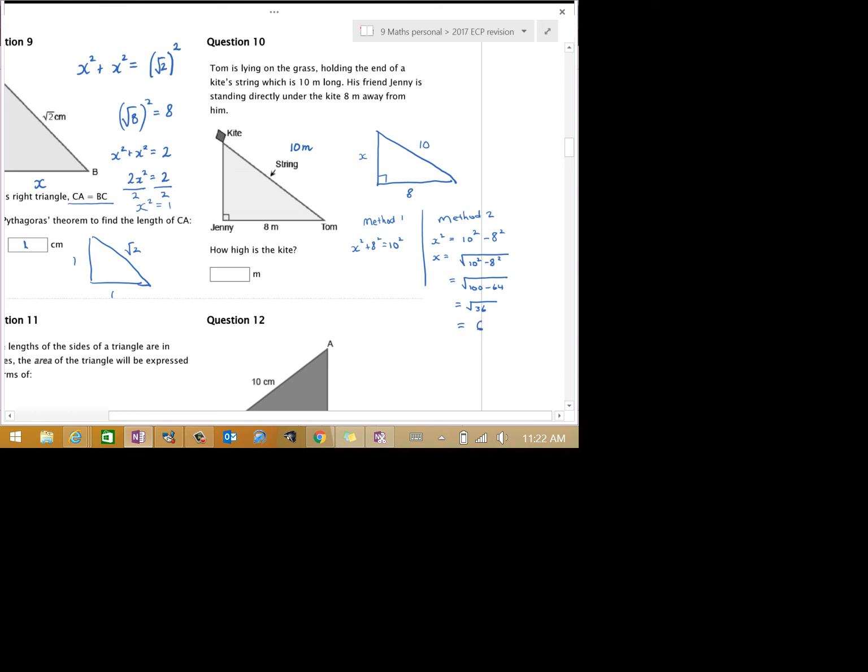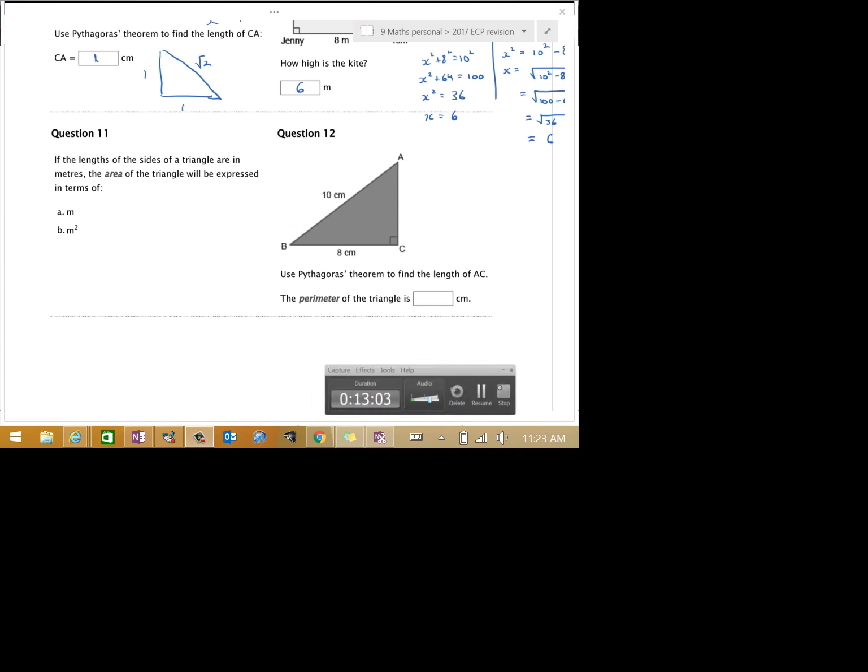Now, if you did method 1, it's no different. It's just that let's evaluate what 8 squared is. So that's x squared plus 64 is equal to 100. Subtract 64 from both sides, which gives me x squared is equal to 36. And then I'm taking the square root of both sides, so x is equal to 6.